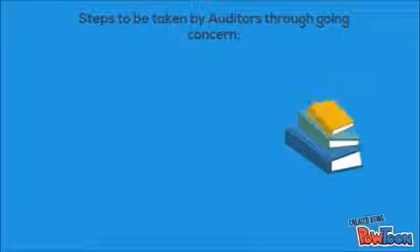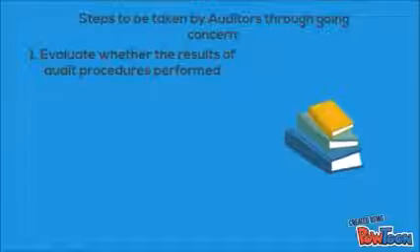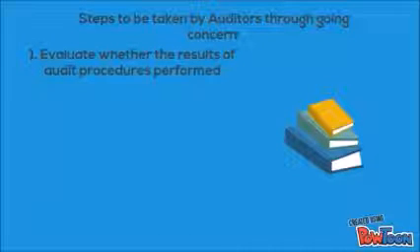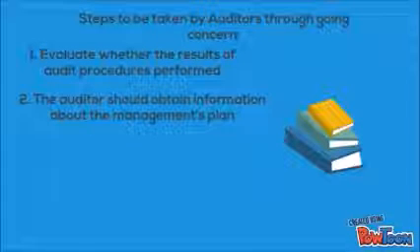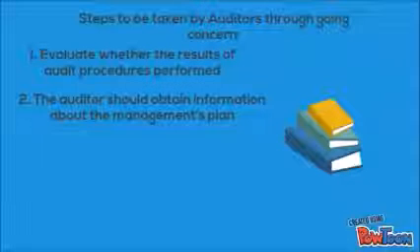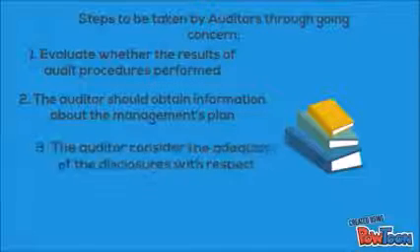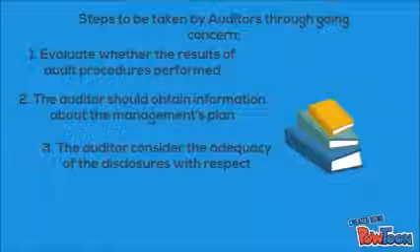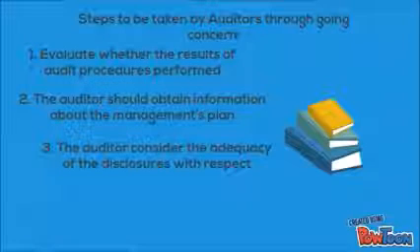Next, the steps to be taken by auditors. First, evaluate the results of the audit procedures performed. Second, the auditor should obtain information about management's plans. Third, the auditor considers the adequacy of the disclosures with respect to these matters.